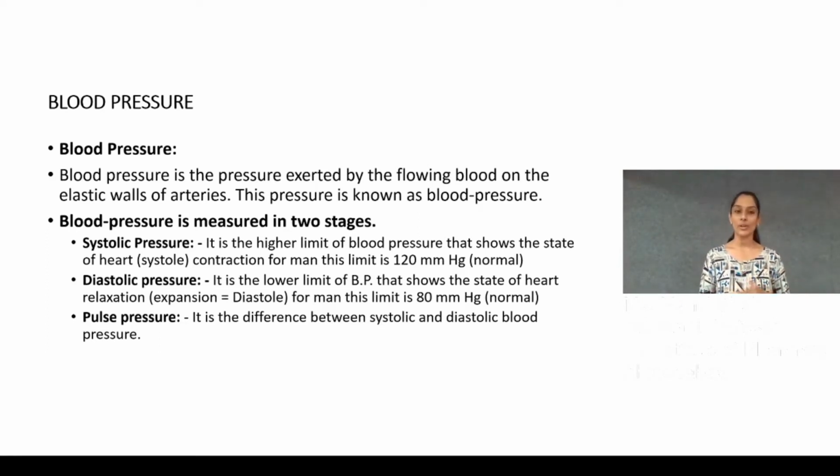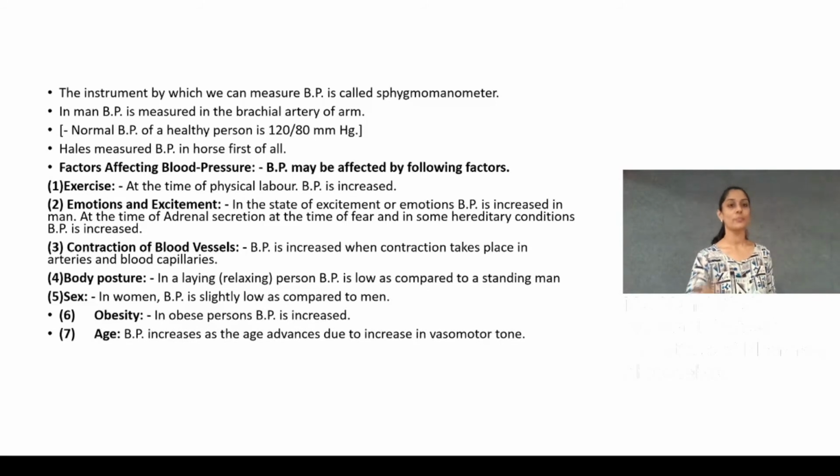And diastolic pressure is the lower limit of blood pressure that shows the state of the heart in relaxation, that is expansion, that is diastole. This limit is 80 mmHg. Pulse pressure is the difference between the systolic and diastolic blood pressure. The instrument by which we measure blood pressure is called a sphygmomanometer. In men, blood pressure is measured in the brachial artery of the arm. Normal blood pressure in a healthy human being is 120 by 80 mmHg.